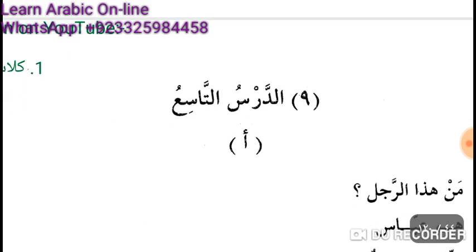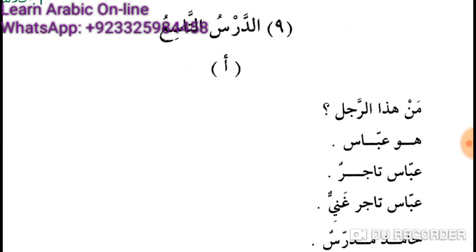Then we have kalimatu jadidatu. I don't have this in my PDF. Let me scroll my PDF. Yeah, I see that it isn't there. So on the PDF it has Adarsu at-tasi', study the ninth lesson. Adarsu at-tasi', ninth lesson, okay?